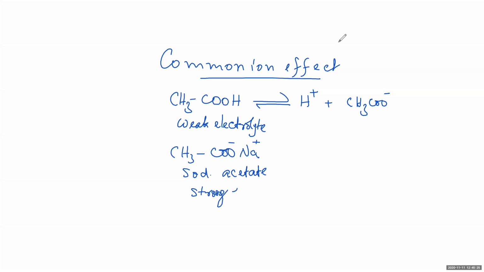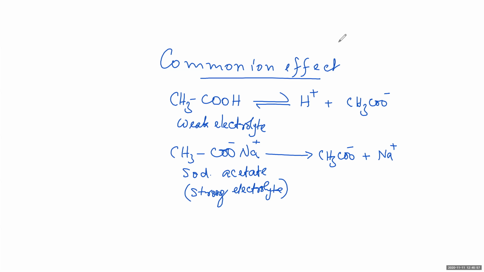As we have seen, a strong electrolyte dissociates or ionizes completely, only the forward reaction. It is not reversible. And you will get CH3COO minus ion plus Na plus ion. The dissociation is almost complete. It is a strong electrolyte.